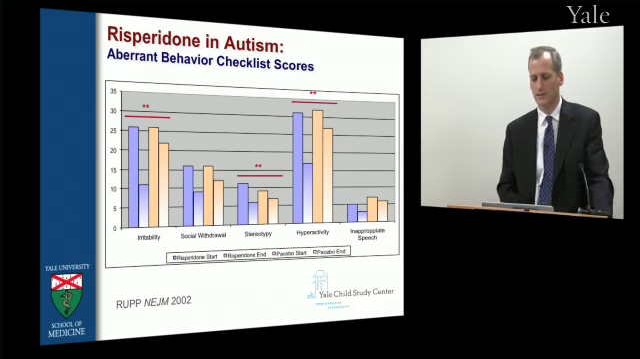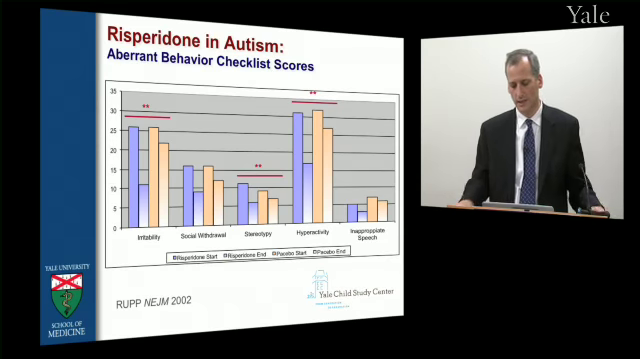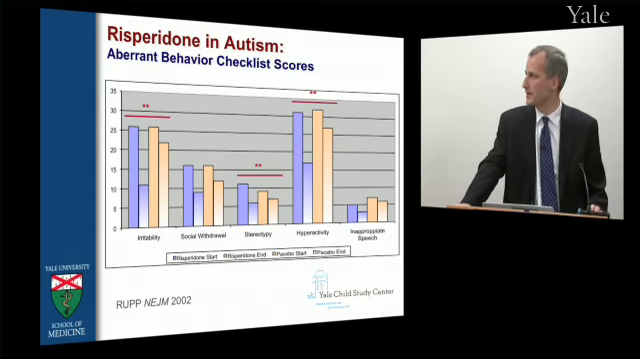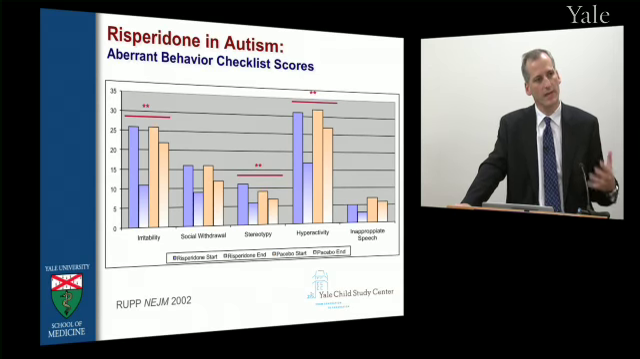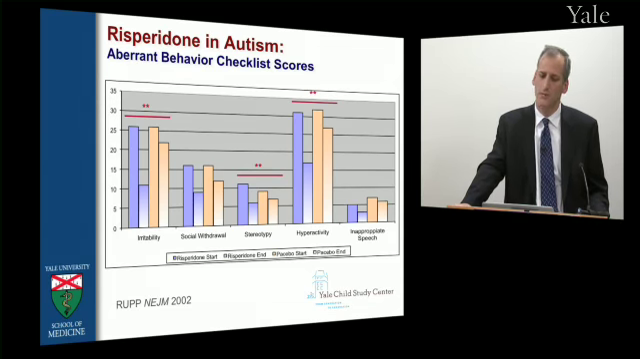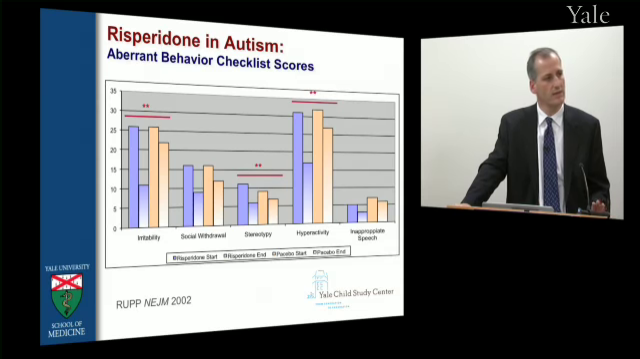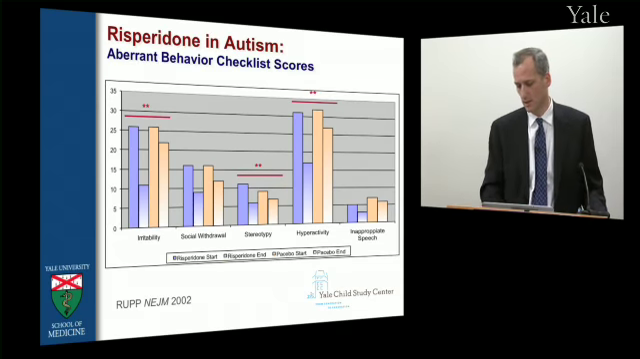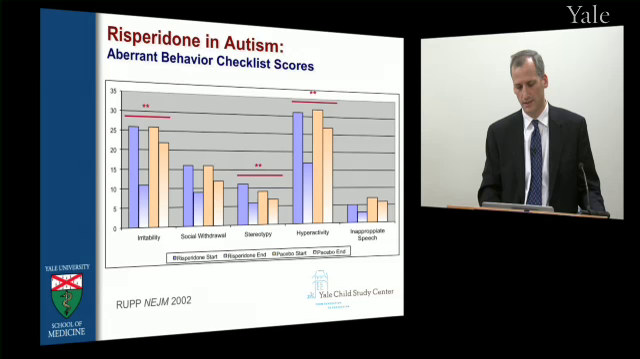What we saw at the end of this trial was that certainly irritability was the main thing that improved, but there were also some changes in stereotypy. So some of these repetitive behaviors also got better, and some of the hyperactivity also got better. Not quite as dramatically as aggression, but the point is that there were some other benefits seen with the use of risperidone in these kids.